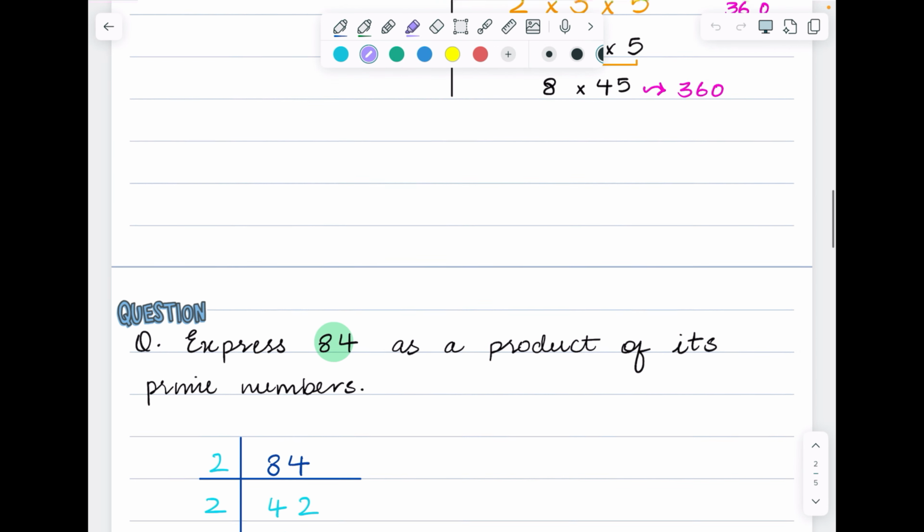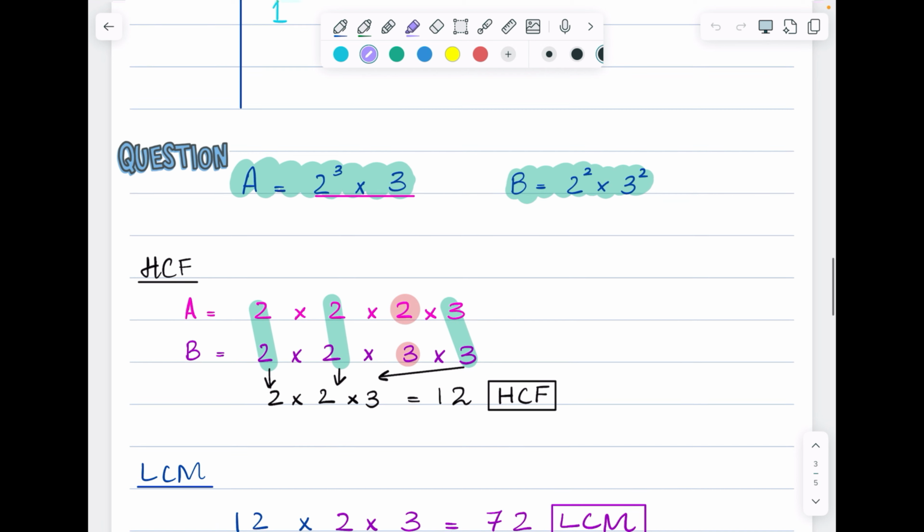Let's suppose there's a case where you have to find the HCF and LCM, but you're given prime factors instead. Like let's say they say A is expressed by the prime factors 2 cube times 3 and B is expressed by 2 square times 3 square. ठीक है, इस case में what would you do? Once again, we have to be efficient.